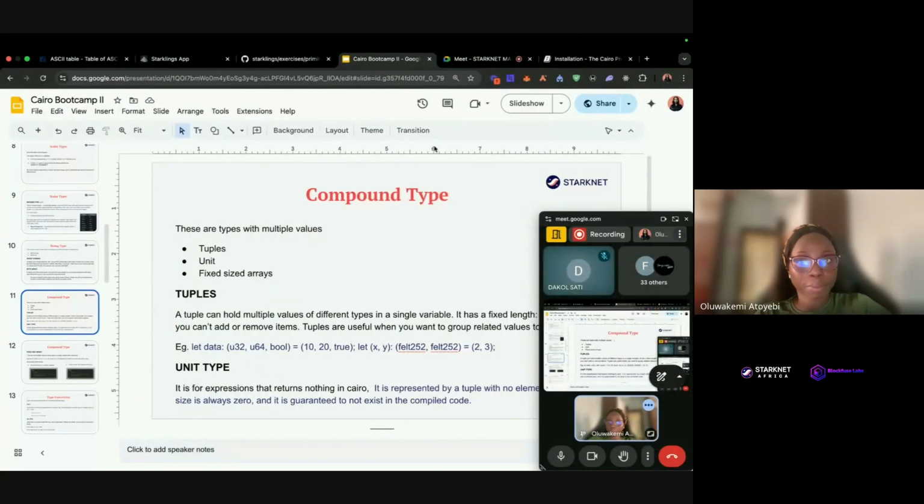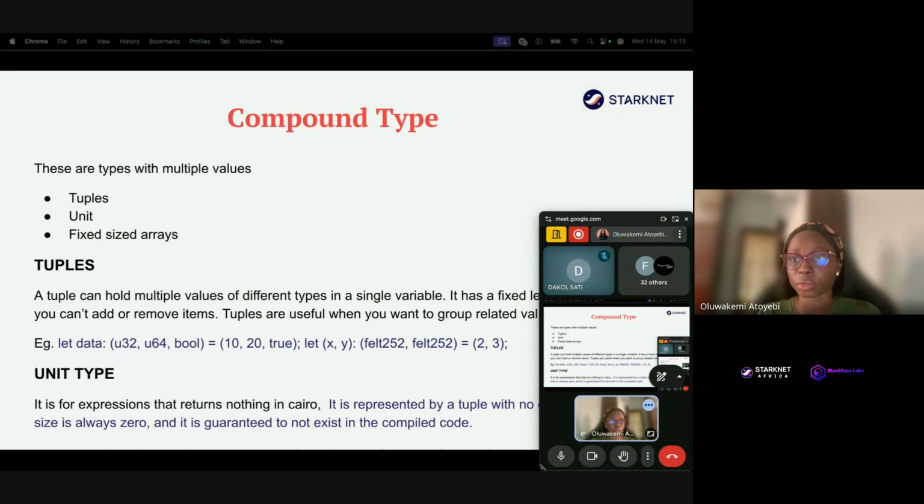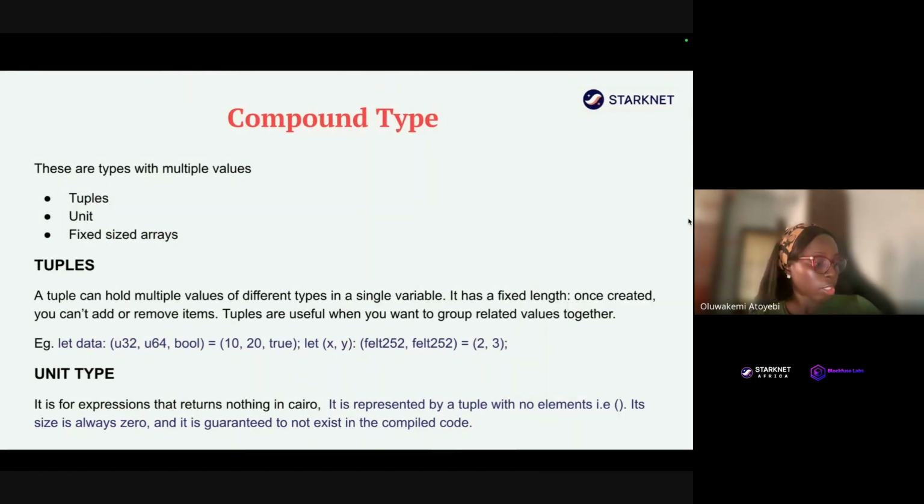All right, so now we've talked about the scalar types, and then we also talked about the string types. Now we are talking about the compound type, right? I said that the scalar types are those that just take a single value. But compound types usually take multiple values. We have the tuples, the units, and then the fixed size array as types of compound types.